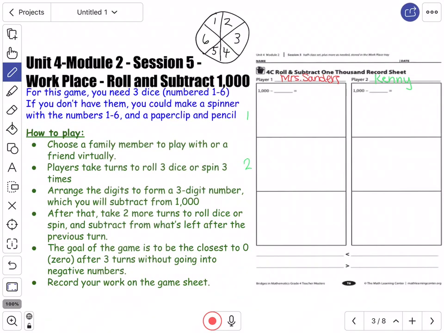Anyway, so you choose a family member to play with, and you're starting, so both of you start with 1,000, and you have 1, 2, 3 chances, basically. And the goal of the game is to get closest to 0 after 3 turns, but you don't want to get in the negatives. That's like the whole thing. So we're going to kind of see how this goes here, right? So we're starting with 1,000, and I'm going to go ahead, and I'm going to go first. So I'm playing for myself, and I do happen to have 3 dice. So I have a 1, a 3, and a 5, and I'm going to go ahead and just do 135. So we're going to go with 1,000 minus 135.